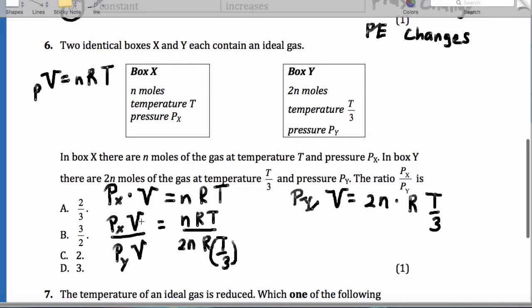Let's cancel what we can cancel. The V's cancel, the n's cancel, the R's cancel. Now the rule for this is when I divide T by T over 3, this 3 actually goes on top. And that's the rule. So this ends up becoming that Px over Py equals 3 over 2. And that's how we get choice B.